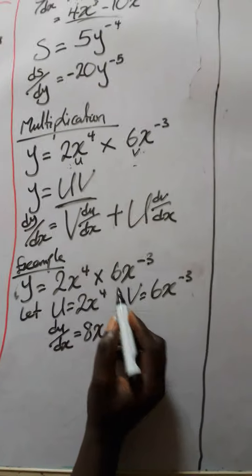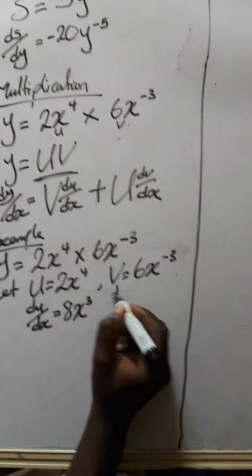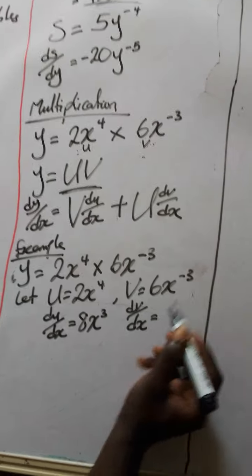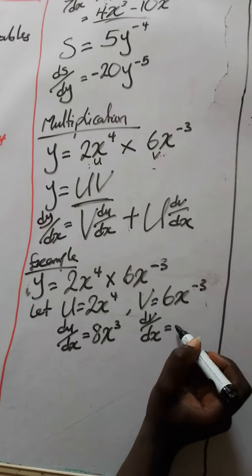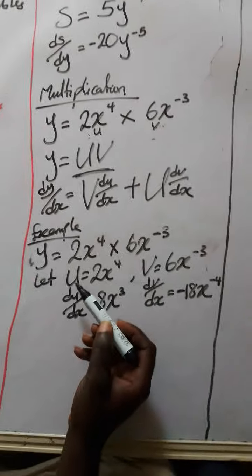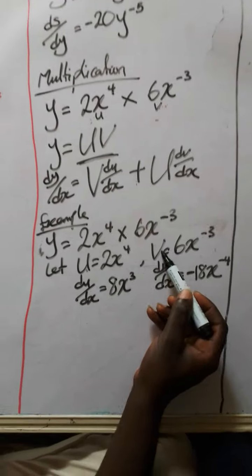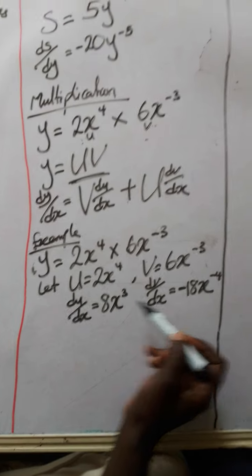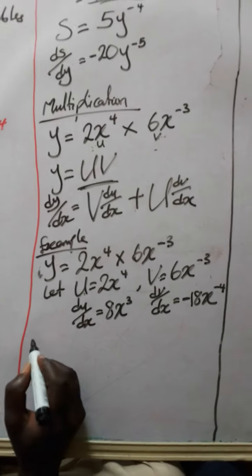The du/dx will be equals 4 times 2, 8x. Then 4 minus 1 is 3. Then the dv/dx will be equals to minus 3 times 6. That's minus 18. X is to the power minus 3 minus 1. That's minus 4. So you already have your u and v, then the du/dx and the dv/dx. So you can now fix that into the formula.